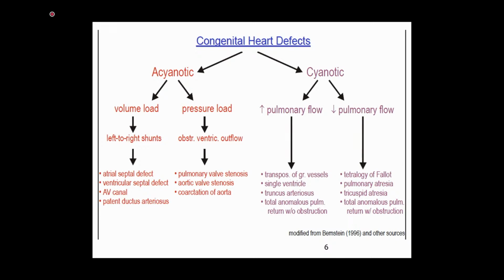So for example, in tetralogy of Fallot, pulmonary atresia, you have reduced blood flow to the lungs because the outflow into the lungs is reduced, and therefore blood finds its way into the left side without going through the lungs. Or you have tricuspid atresia, and from the right atrium, instead of blood flowing to the right ventricle, it finds its way into the left side, mostly through the PFO or an atrial septal defect. Sometimes you have total anomalous pulmonary venous return with obstruction, so that also reduces blood flow to the lungs.